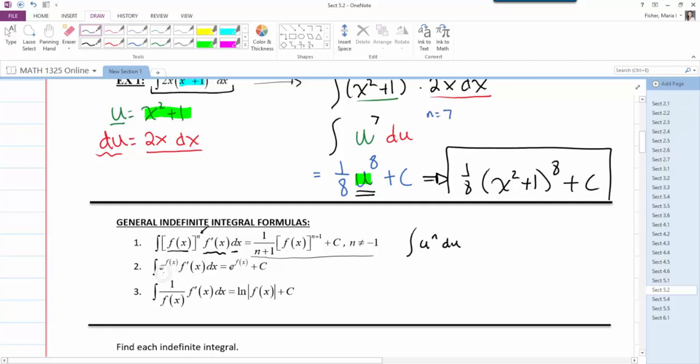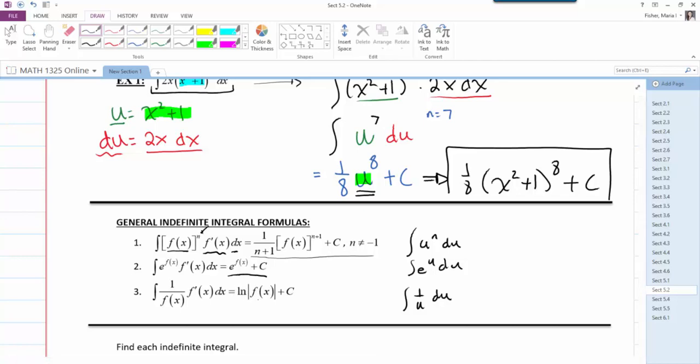This one, e raised to a function times f prime of x dx, is going to be e raised to that function plus c. So this is going to be an e to the u du. And this one says if you have the integral of 1 over u du, that it's going to equal the natural log of the absolute value of u plus c. Alright, so let's continue on.